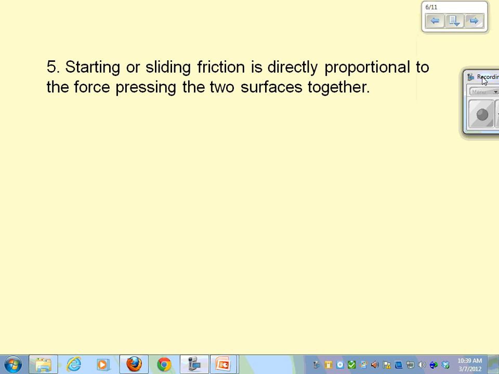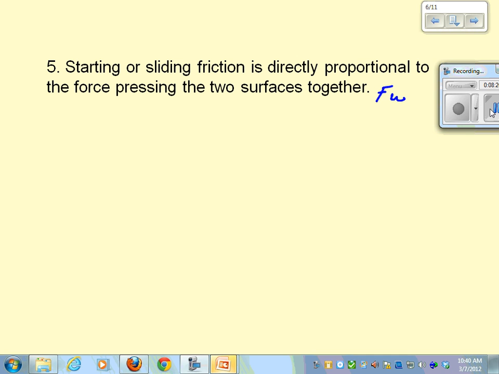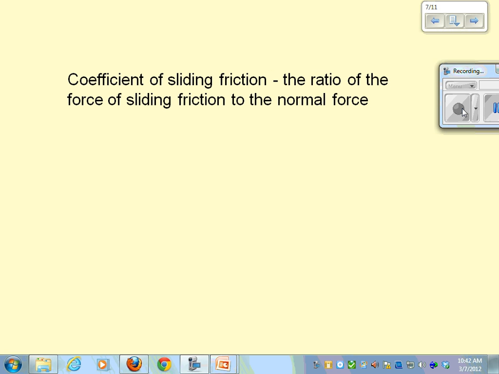Starting or sliding friction is directly proportional to the force pressing the two surfaces together, and that is generally related to the weight force. Do you remember what the coefficient of sliding friction is? Anybody remember what the Greek letter for U is? It's mu. Greek letter mu. Anybody going to Greece in a few weeks? That's why.